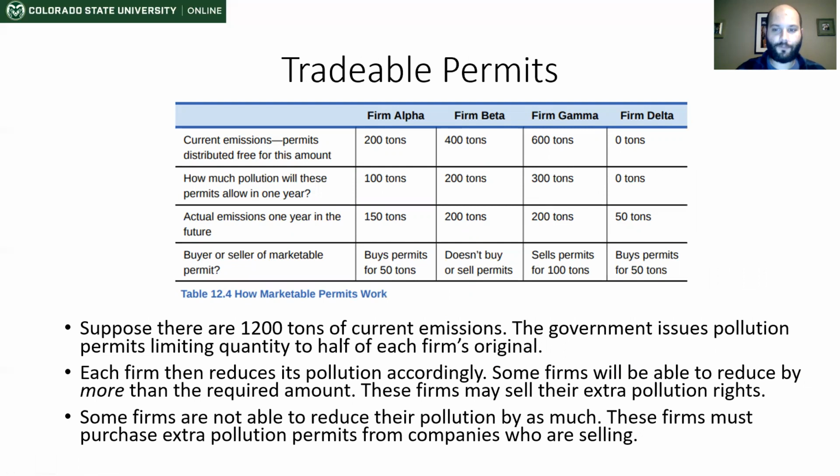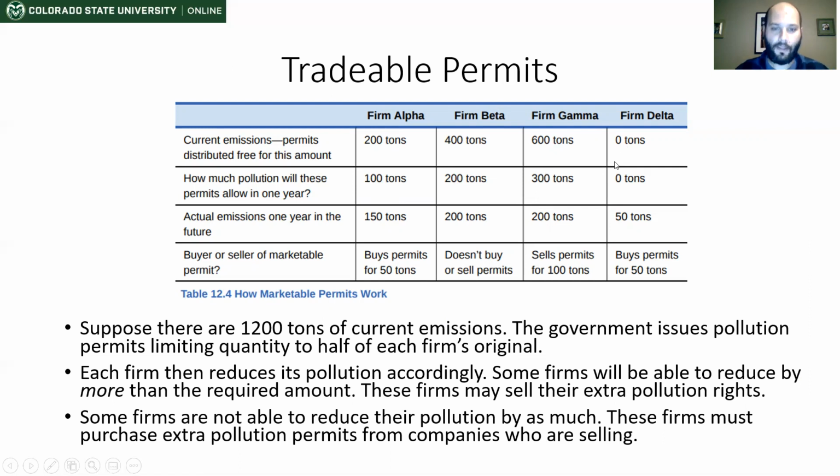So suppose we have 4 firms here, alpha, beta, gamma, and delta, and their current emissions are 200 for alpha, 400 for beta, 600 for gamma, and none for delta. And the government says, suppose we want to reduce pollution by half, right? So we're going to implement tradable permits with the attempt at reducing pollution by half. In other words, to start with, alpha will be allowed to pollute 100 instead of 200, beta 200 instead of 400, gamma is allowed to pollute 300 instead of 600, and delta is still not polluting.